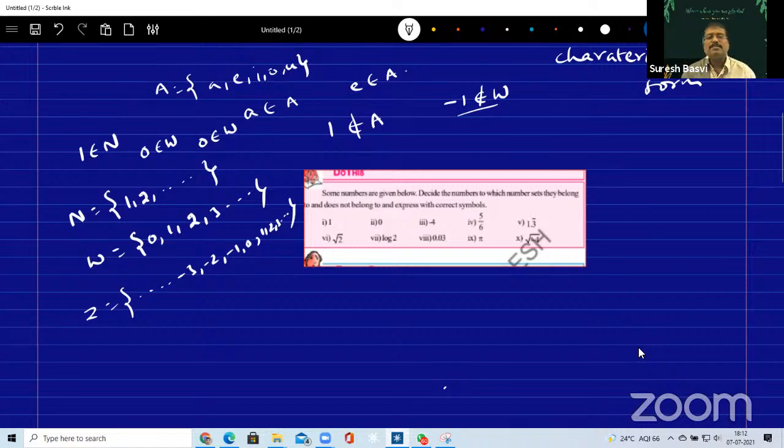So see this. 1 belongs to N, and also 1 belongs to W, 1 belongs to Z, and 1 belongs to R, whatever it may be. So 1 belongs to that. Okay, and 0 belongs to W, 0 belongs to Z, and 0 belongs to R, 0 belongs to Q, and so on. But you can write it as 0 does not belong to N also.